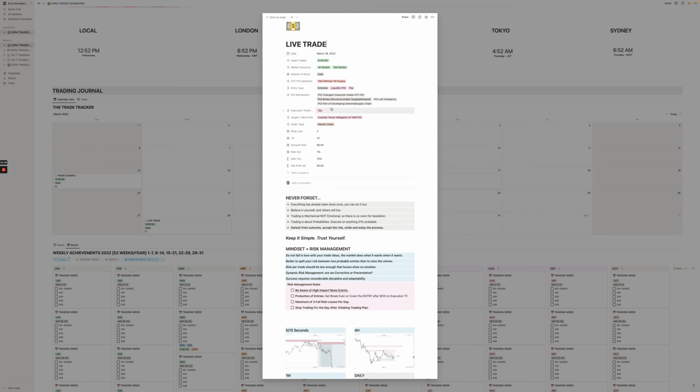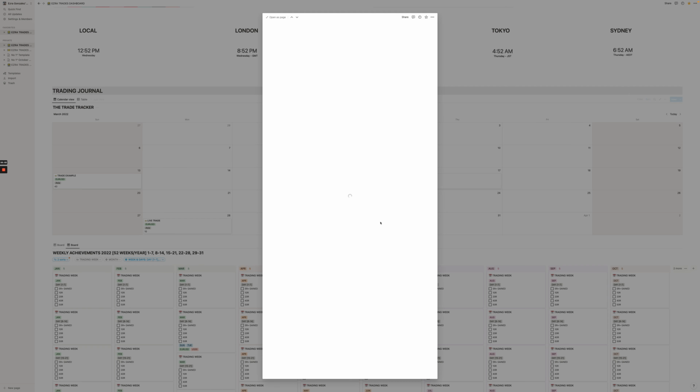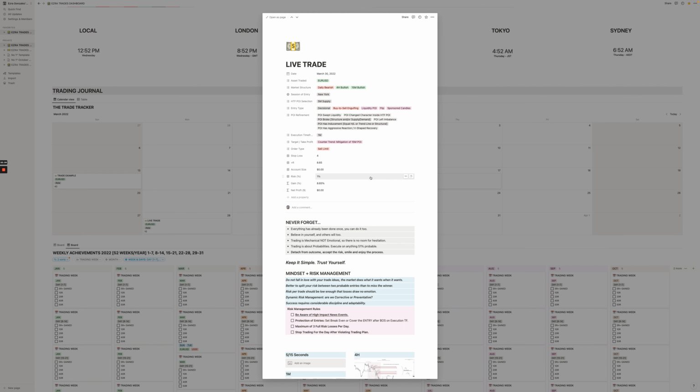It was a 15-second execution. These were the things that I saw. Change the character inside POI. This was a 15-minute refined to 1 minute, right? That was clean. This was my trades today, actually.